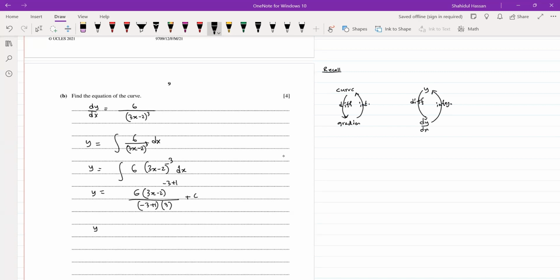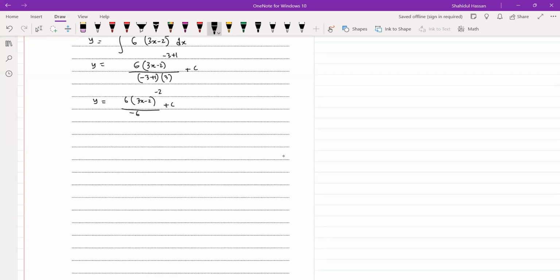Now we have to simplify this. 6, (3x minus 2), minus 3 plus 1 should be equal to minus 2. So minus 2 multiplied by 3, that should be equal to minus 6, plus c. Let's do some more simplification. 6 divided by 6 cancel out. We have a minus sign here. Minus (3x minus 2) to the power minus 2 plus c. This is y.